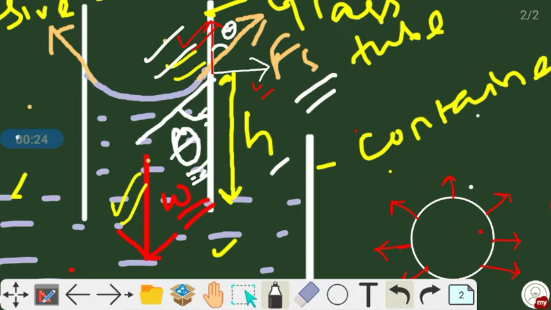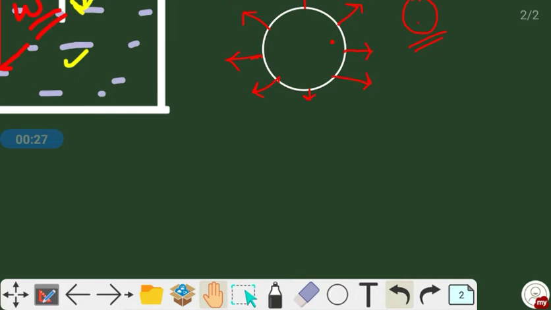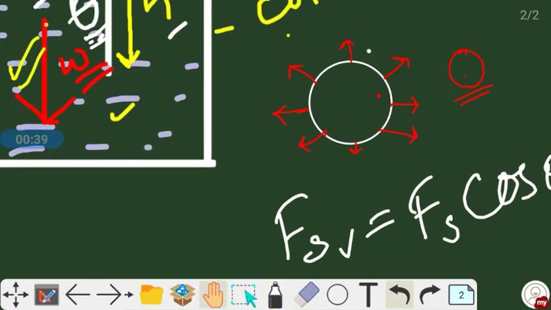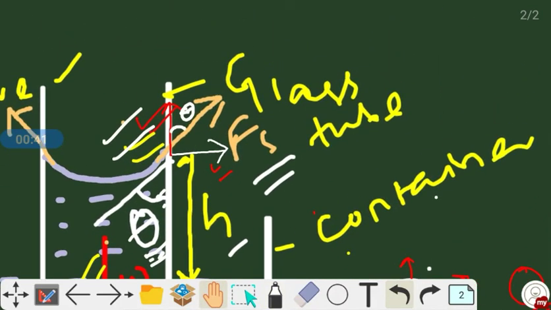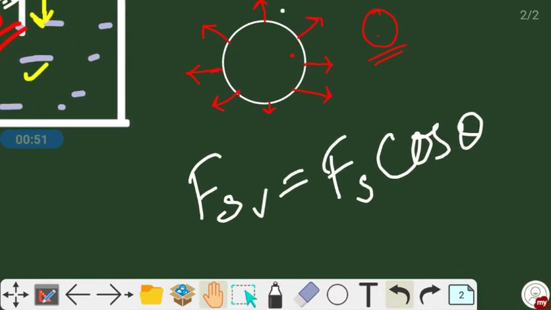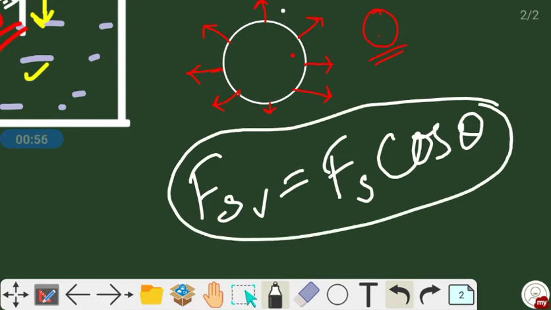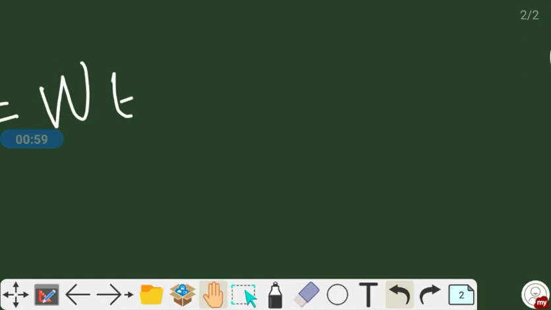So from here we can write Fs vertical will be Fs cos theta. Here you can see this is Fs, this angle is theta, and this will be Fs cos theta, that only we have written here. Now let's put that in our original equation.